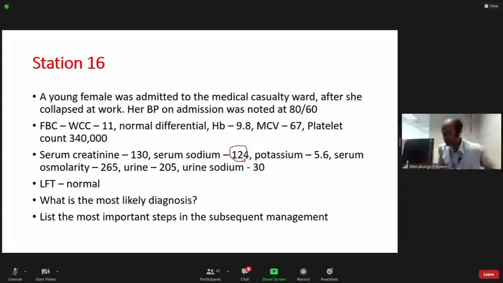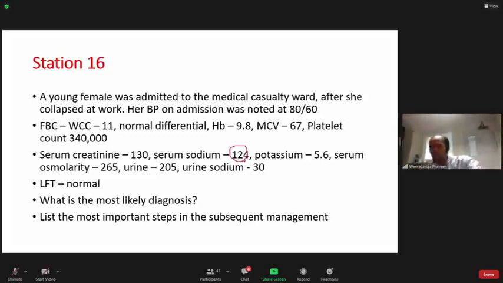They might give you hyponatremia, maybe a few small questions in the OSCE or Viva also.